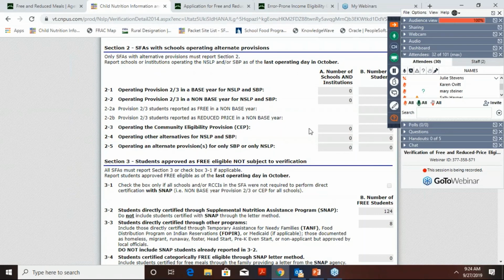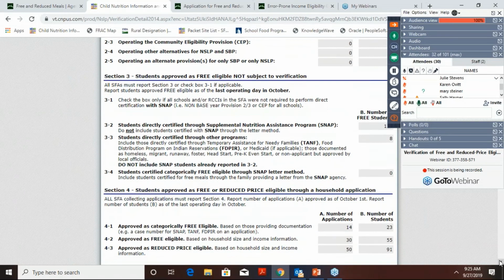And then the number of students. In 2-3, if you're participating in the CEP. And then in 2-4 and 2-5, I don't think we have anybody that fall into those special categories.